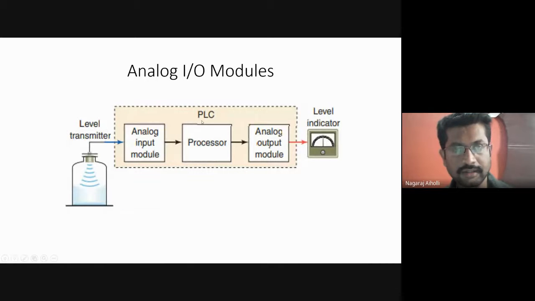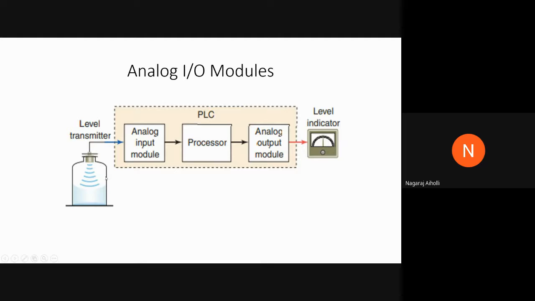This is an application where we are measuring the level of the liquid in the tank, in the container. The liquid level is converted from level to voltage by the transmitter. It applies to the analog input module. The analog input module converts this voltage into a suitable voltage using the ADC to a digital signal, and the digital signal is applied to the PLC processor. The processor will process the information based on the ladder program written according to the user requirement, and then it will provide some output.